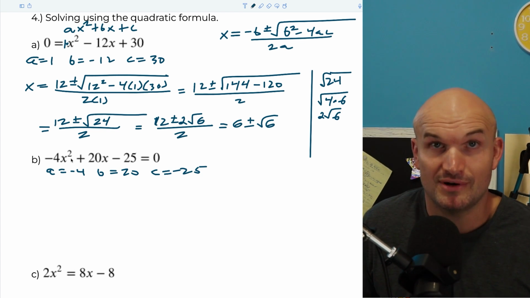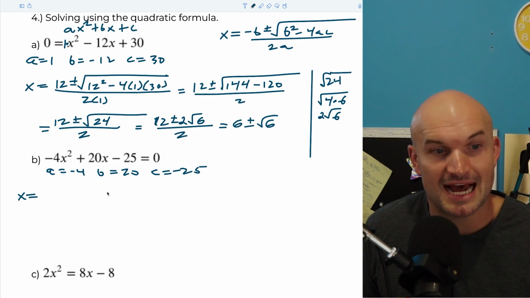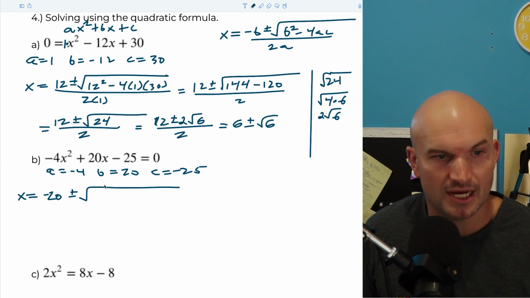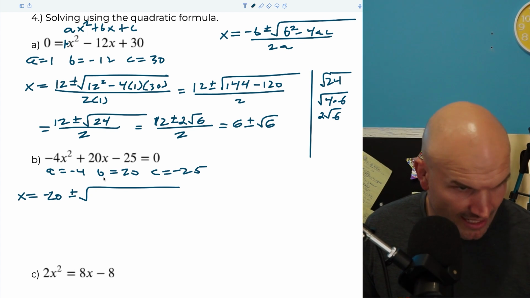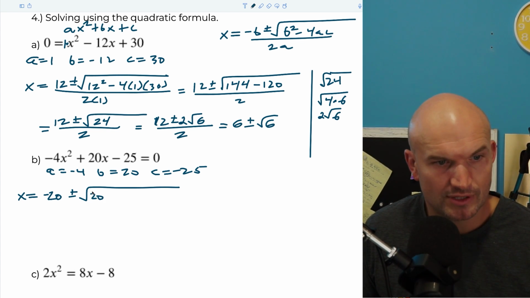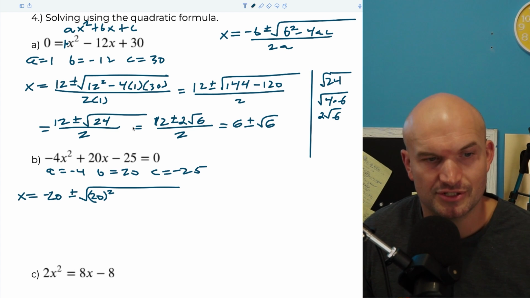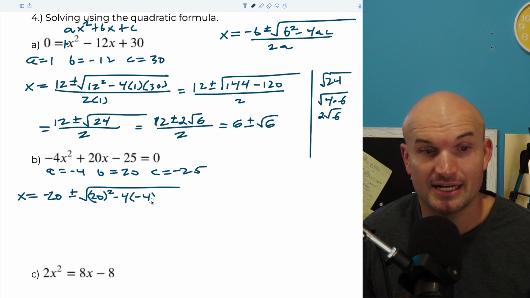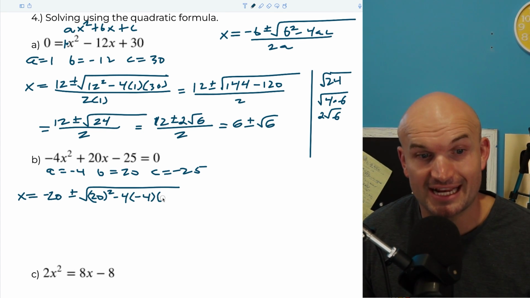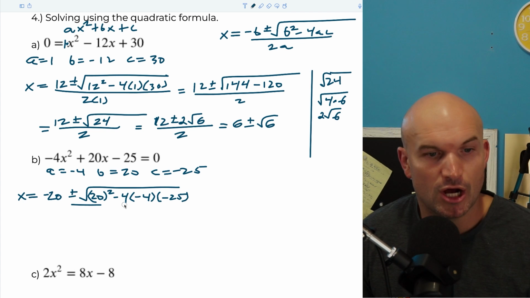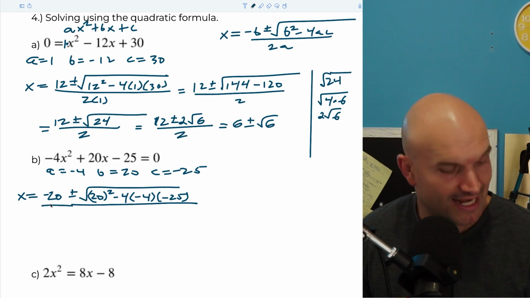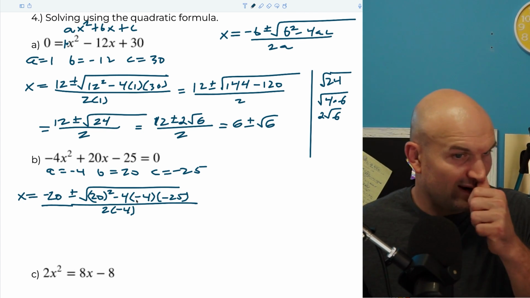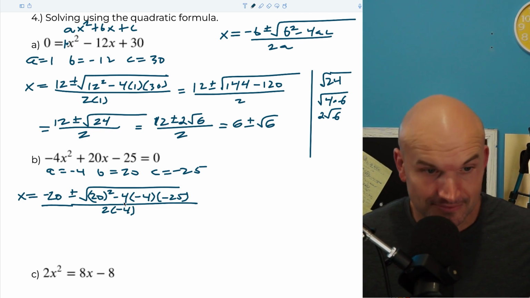Okay, so again, let's go ahead and plug it in. So x equals the opposite of b, so we have negative 20 plus or minus the square root of b squared, so that's going to be 20 squared. I'm going to use parentheses. I didn't use parentheses over there. I should have. So 20 squared minus 4 times a, which is negative 1, and then times c, which is negative 25. And that's going to be all over, make sure you put that a over everything, 2 times negative 1. All right, so we got a lot going on here.